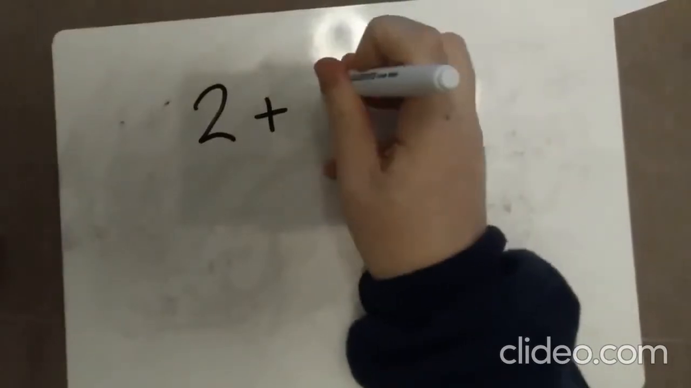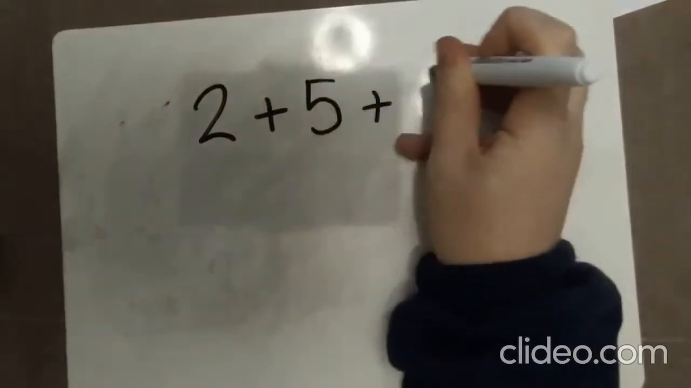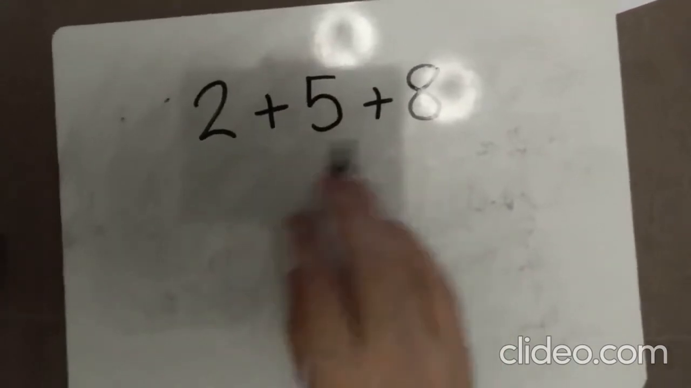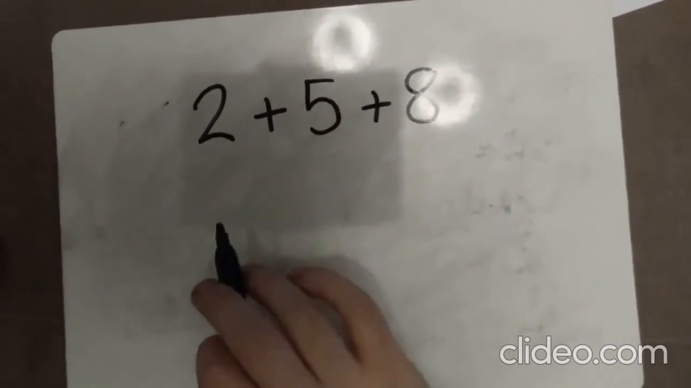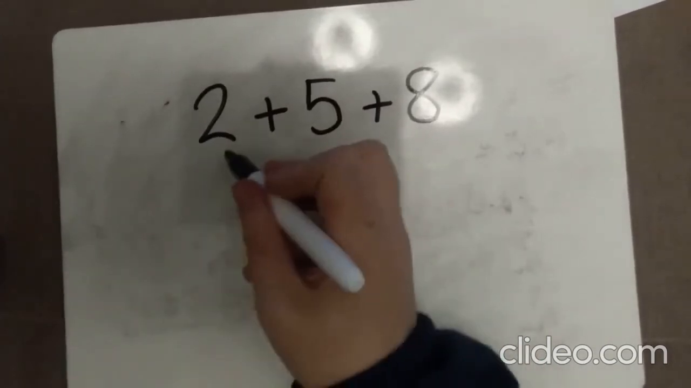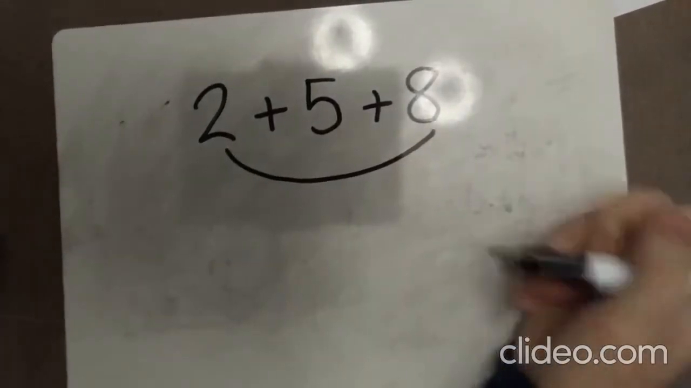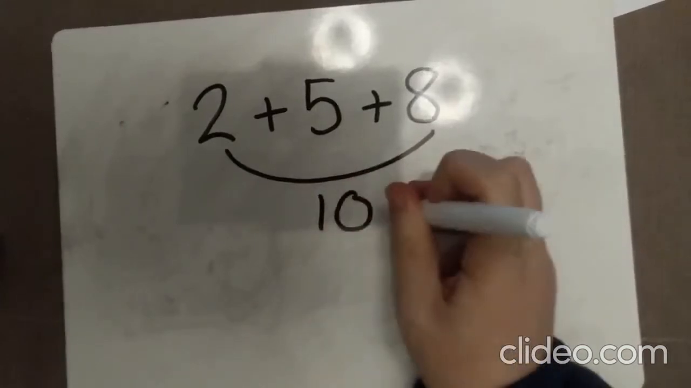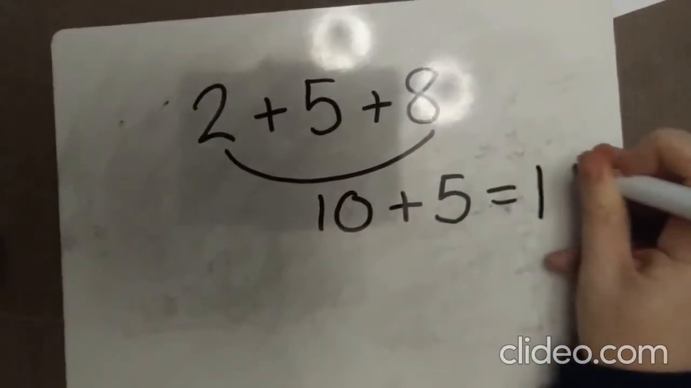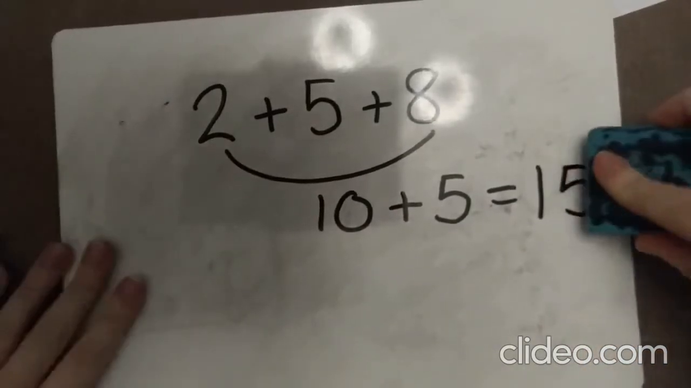So if we had 2 add 5 add 8. We want to see if we can recognise any numbers there that we can add together to make 10. So hopefully we've recognised that we've got 2 and 8 makes 10. So then we change it to 10 add 5, which gets us 15. So well done if you've got that.